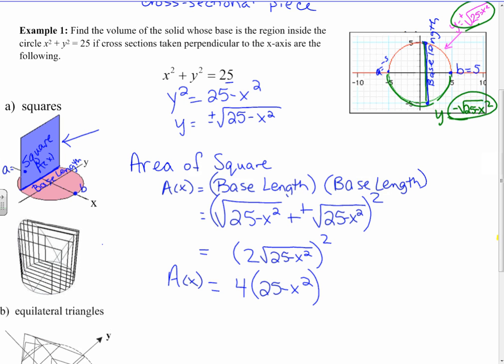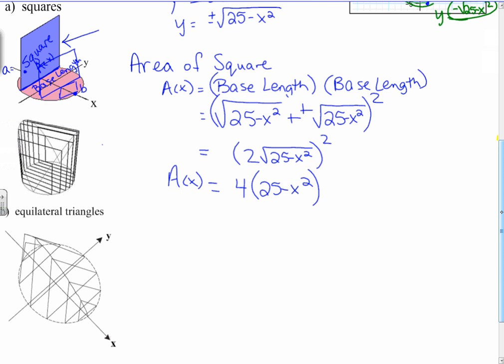So when I have squares in front, they're quite small. As the chord length starts lengthening, my squares begin to get taller and taller as that base gets wider and wider. So now it's quite easy to put this together. Volume turns out to be the integral. We said we were going to go from negative 5 to 5, working our way across the circular base, and I'd have 4 times 25 minus x squared dx.